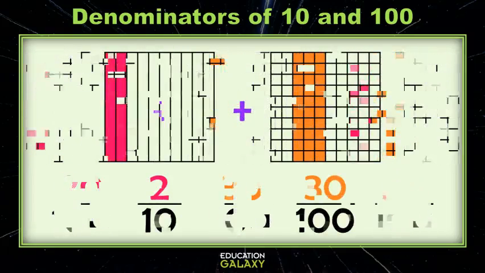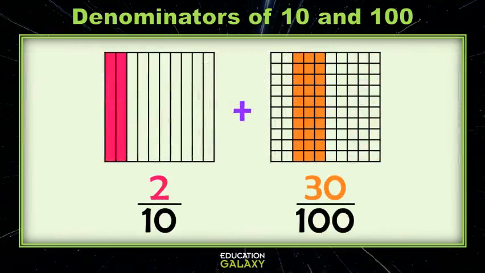So what happens when I have a problem like this, where one of my denominators is 10 and one is 100? Now what? Well, you remember this thing we did called equivalent fractions. Equivalent, such a big word. It just means we're creating a fraction with the same value as our original fraction. And we do that by multiplying our numerator and denominator by the same value.